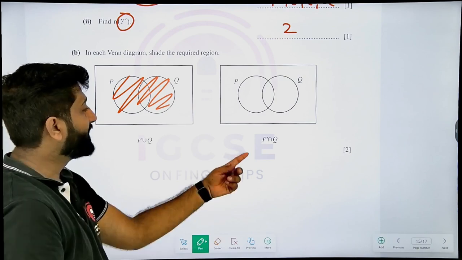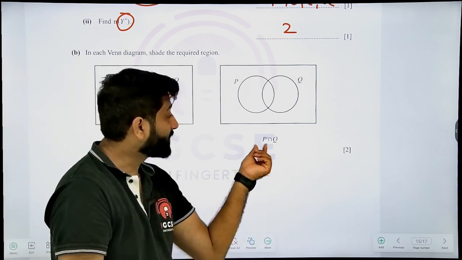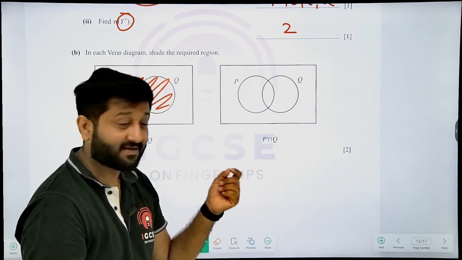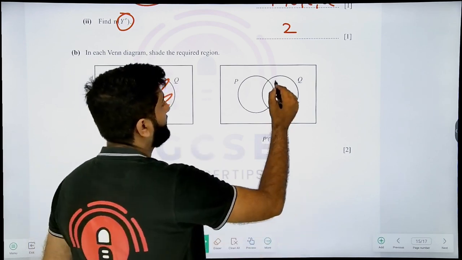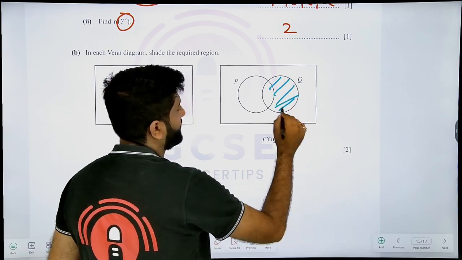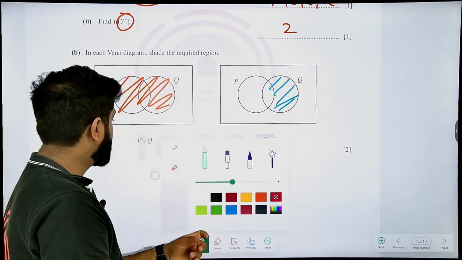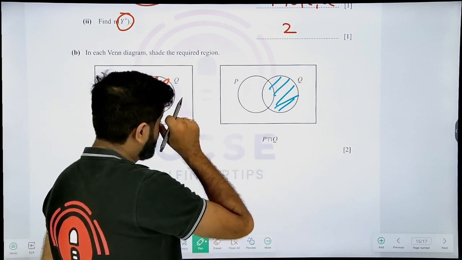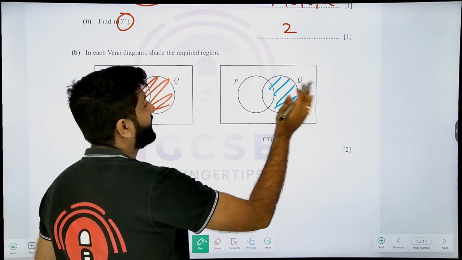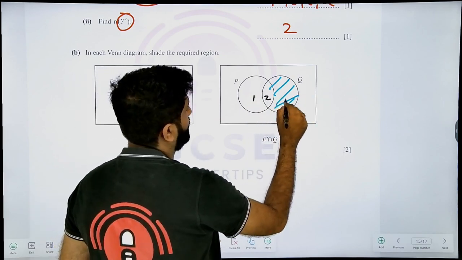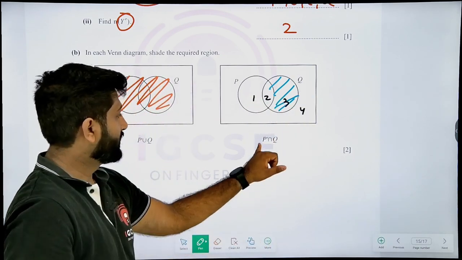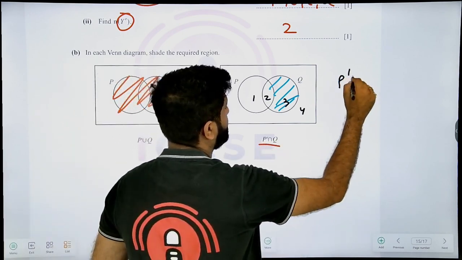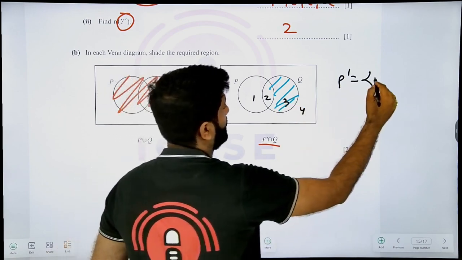Then I have to shade P dash intersection Q, which means something that is not a part of P but a part of Q, which means only this region. Right? If you do not know how to shade, I have a small trick. You just write down any numbers in the Venn diagram. Let's say I have written this as 1, 2, 3 and 4. So now I'll find P dash and Q. What is P dash, guys? P dash is 3 and 4.